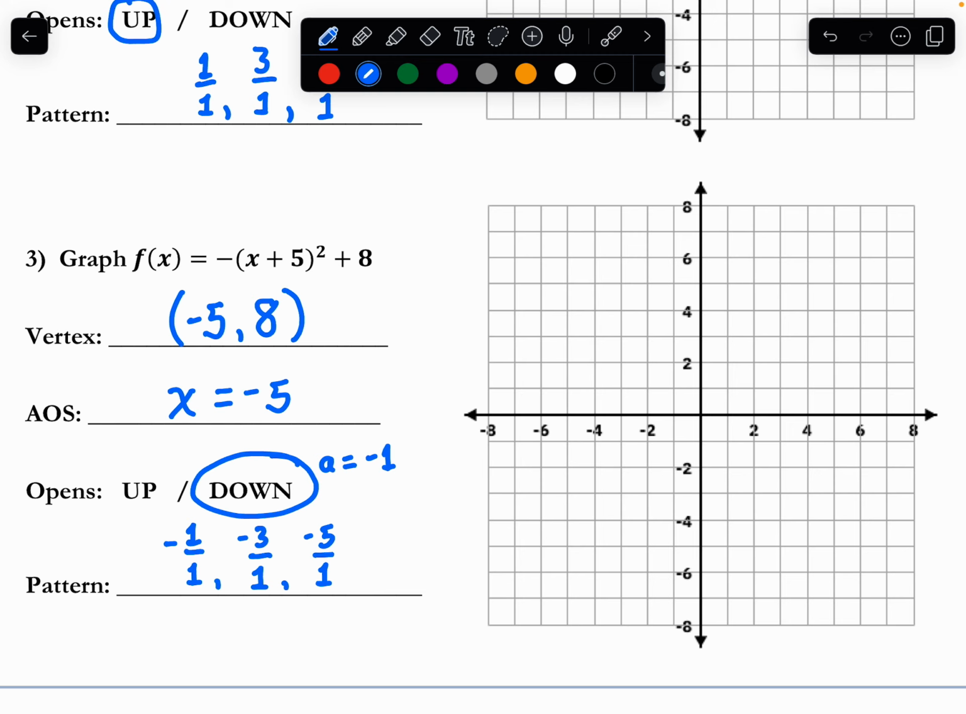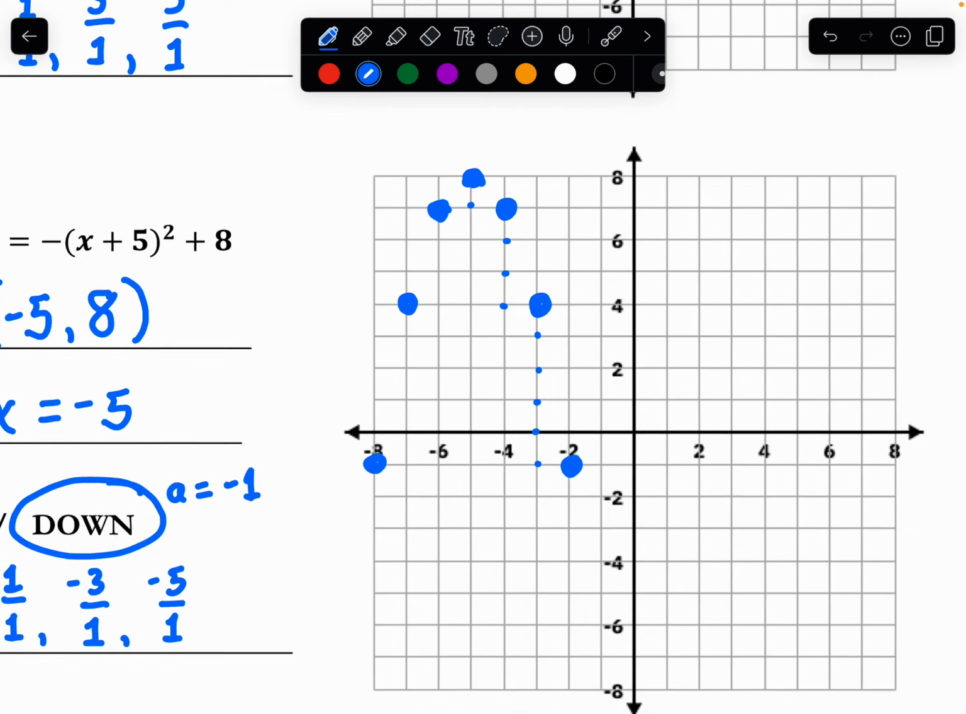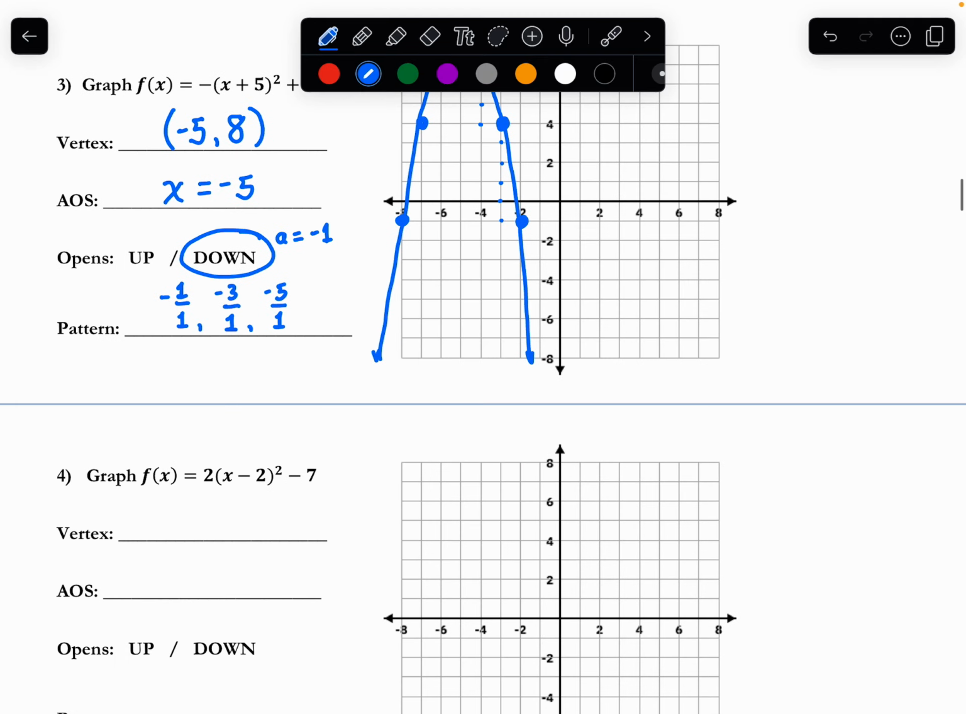So negative 5, positive 8. Whoa, we're right here. Now let's count that: down 1, right 1, down 1, 2, 3, right 1, and then down 1, 2, 3, 4, 5, right 1. Okay, and then we can just mirror up those points. We're going to run into the edge here. That's fine. We still have a parabola, right? So my parabola is going to look like this. We have a nice curve. Okay, it doesn't have to be perfect, but you should try to curve and get those points together.